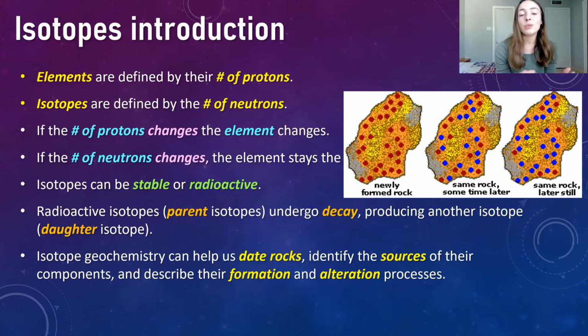And not only can we use isotopes to figure out rock ages, but we can also use them to identify the sources of their components, for example, what source magmas they came from, and the processes that led to their formation, as well as alteration processes. So we'll talk today about how to use isotopes to figure out all of these different things listed here, but we're going to split it up into two major parts of this video. The first part will talk about how we use stable isotopes in igneous petrology, and the second part will be how we use radioactive isotopes in igneous petrology.